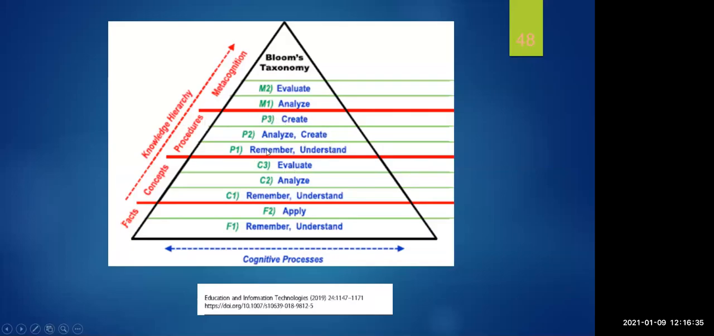Procedures can be done using this level, and metacognition level can be done by analysis and evaluate level. So Bloom's level can be tested. The left hand side gives a knowledge level. So you should know the types of knowledge and the types of Bloom's level, then you can set the question paper at the level at which the students can be analyzed.